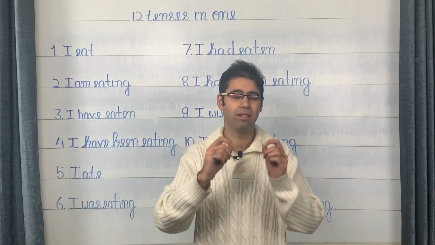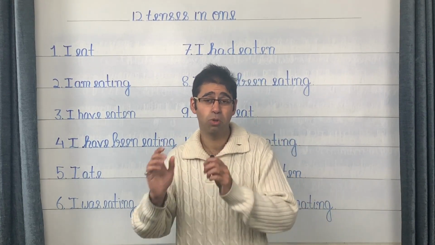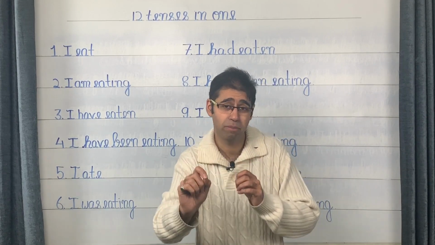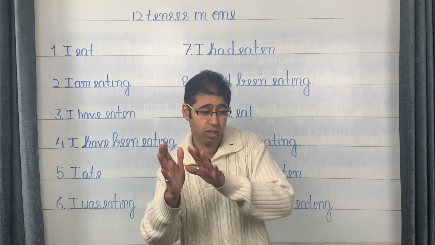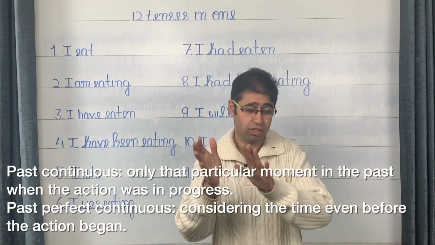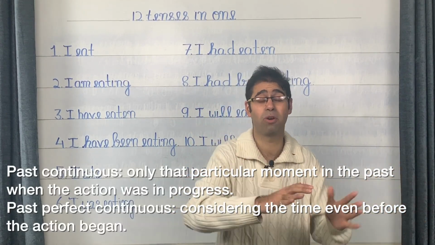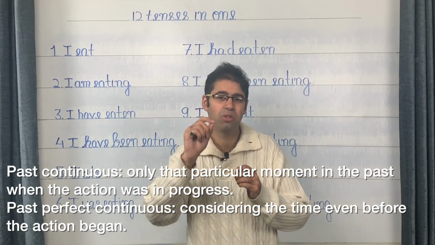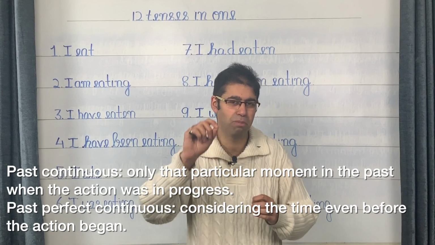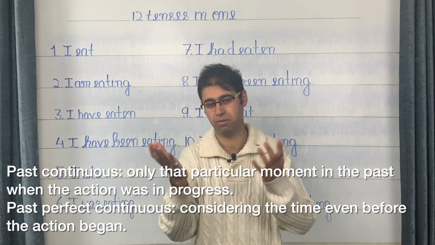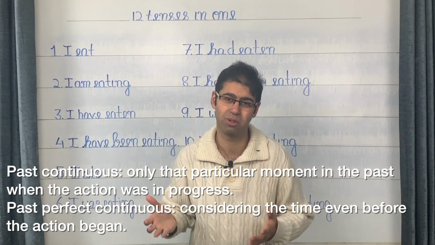Now, when you say when I met them, they were eating, you are only referring to that specific moment when you met them. There is no connection between what was happening before you met them. So there's no connection as in when they started eating or for how long they were eating. You are only referring in the past continuous to that particular specific moment when you met them, what was going on then and around then, as we've already discussed in the use of the past continuous.